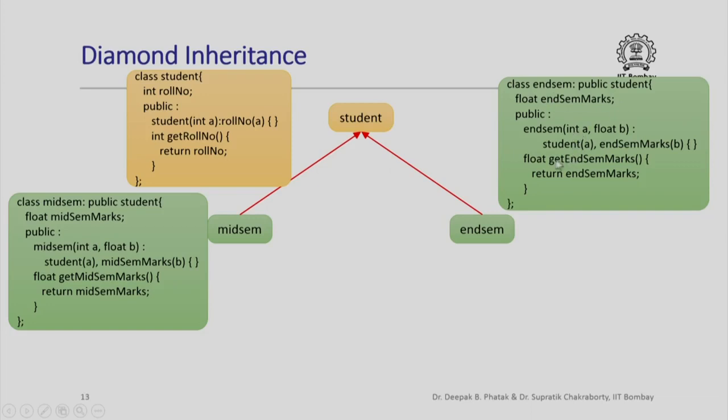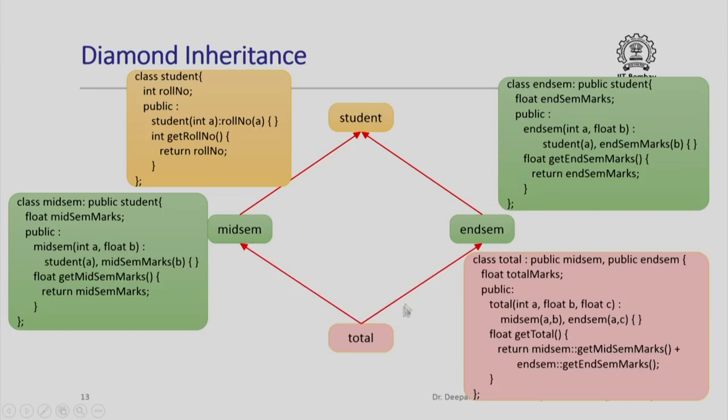which has its own additional data members, its own constructor and its own public methods. Suppose I want to derive a class total from both of these classes, midsem and endsem. Here you can see why I was calling it diamond inheritance. The pattern of inheritance really forms a diamond over here. But let us see what happens if I want to derive total from both midsem and endsem.